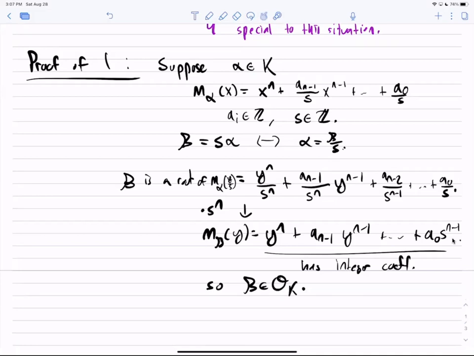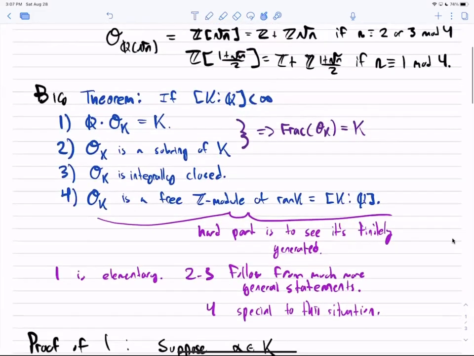I just had to show that if I took something in K, if I multiplied it by some big enough integer, some rational number, then when I multiply by that, I land in O_K. So that's an equivalent way of saying this. Okay, so that's the easy part. So let's set up parts 2 and 3, which is its own interesting thing.